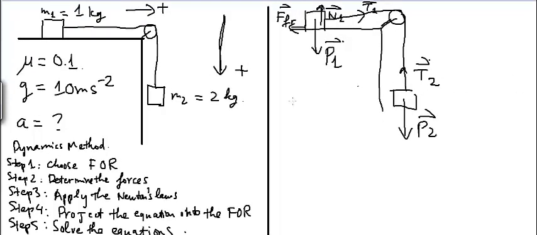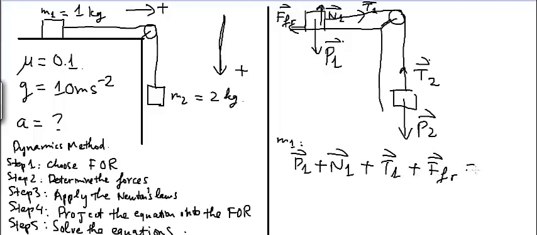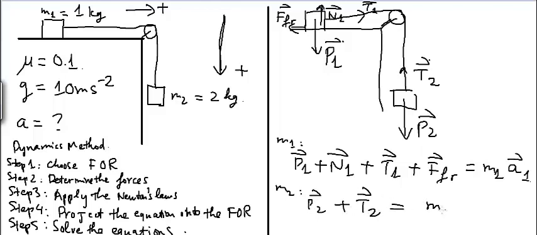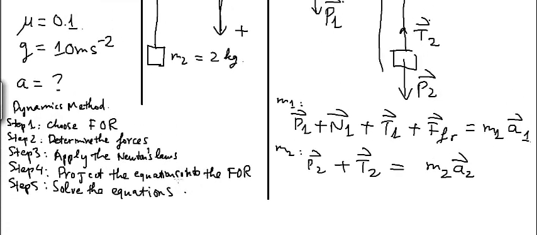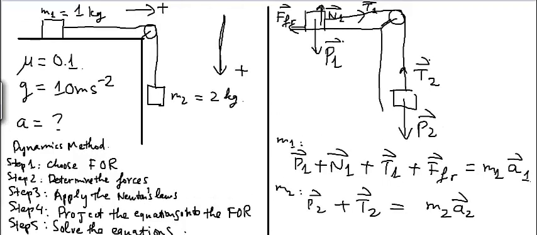Step 3, we're going to apply Newton's law. Newton's law here, for the first object, for M1, we have P1 plus N1 plus T1 plus F friction equals M1 A1. For M2, we have P2 plus T2 equals M2 A2. Alright, and step 4, we're going to project the equations onto the frame of reference.